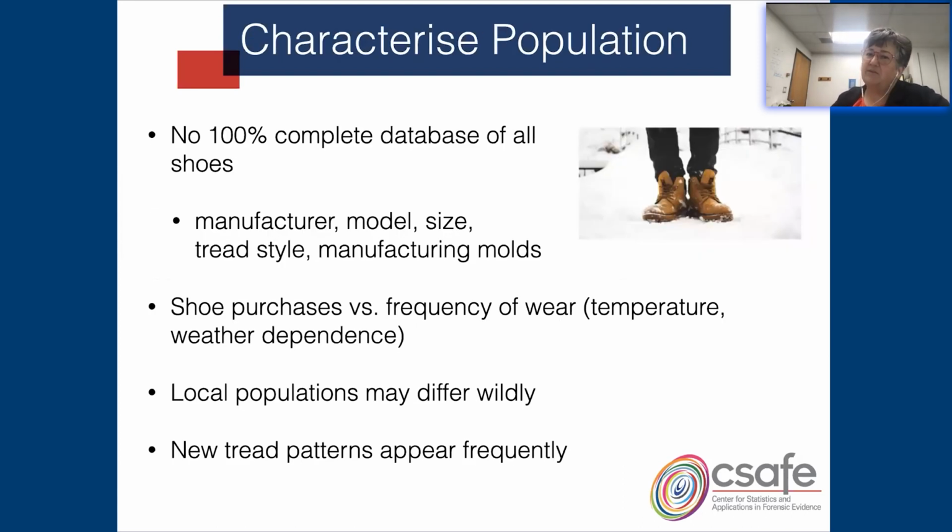So how can we characterize the population? And what kind of problems do we have when we're trying to characterize the population? Number one is there is no database of all possible shoes. There are so many different variables like manufacturers, different models, sizes, what kind of tread style or what kind of manufacturing molds, all of this constantly changes.